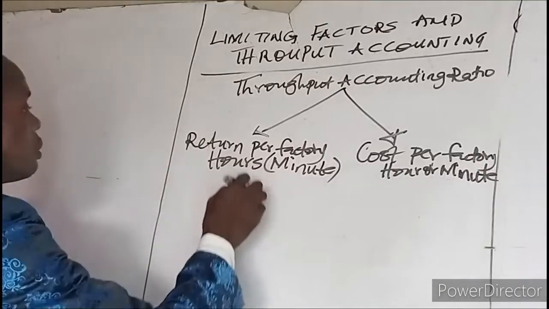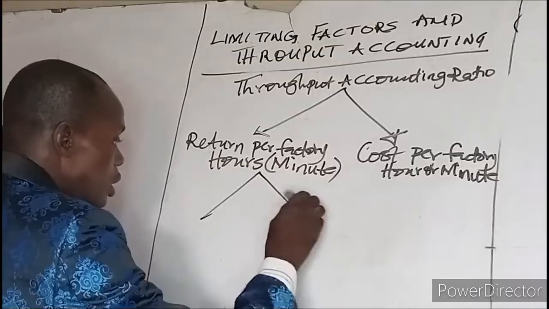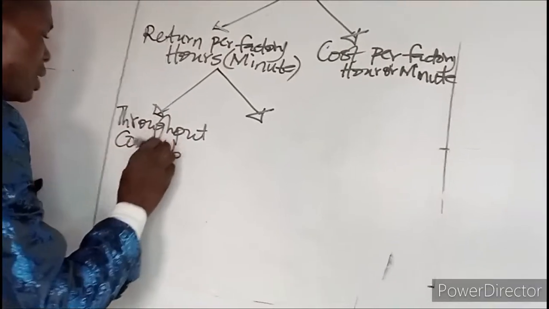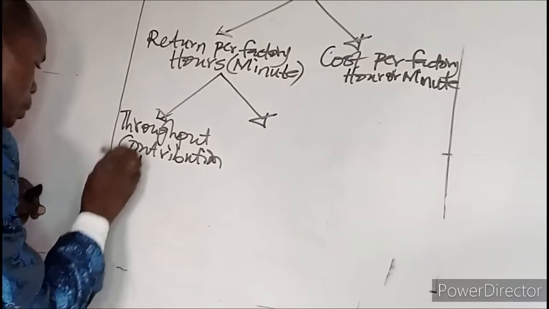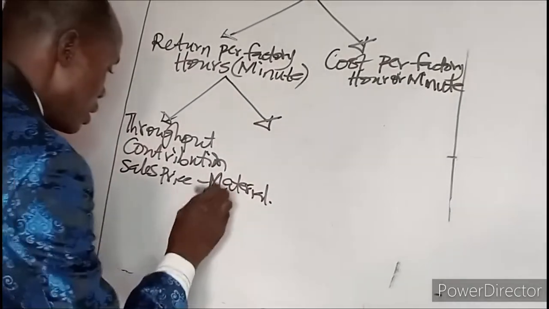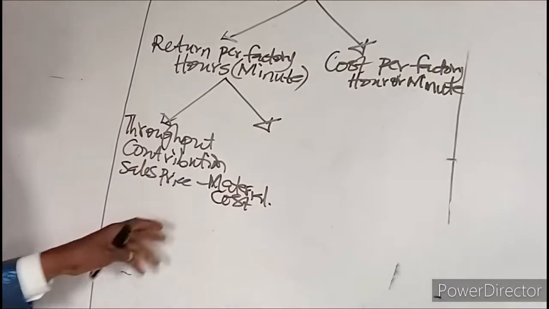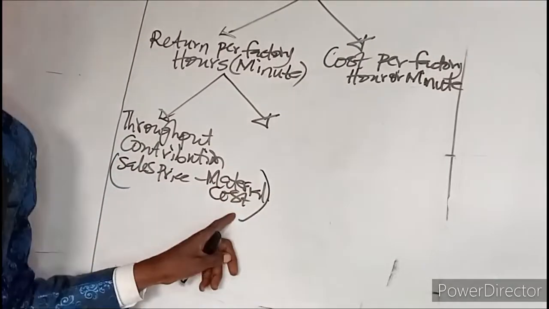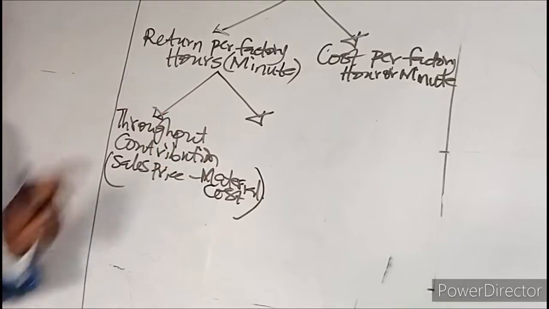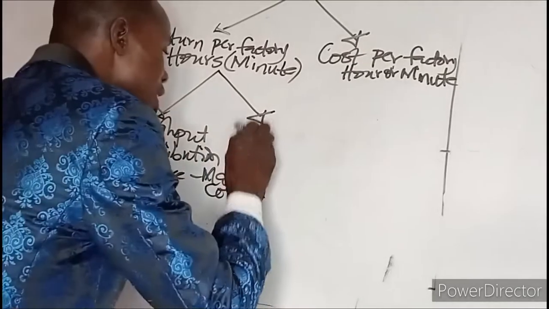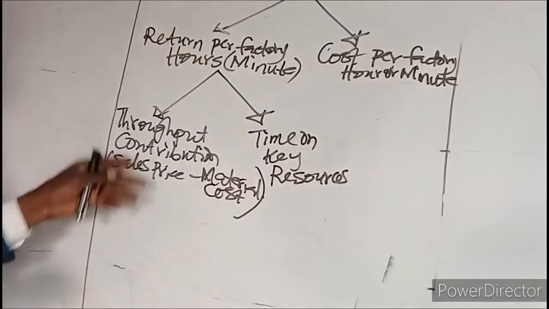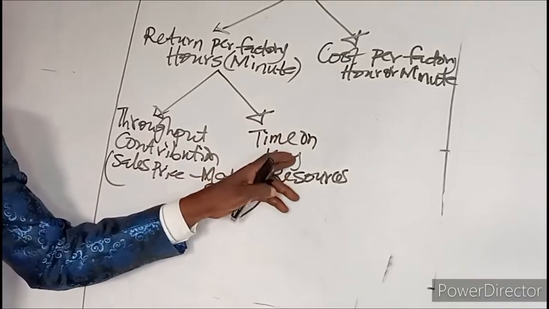And to compute the return per factory minute, we equally need two variables. Your throughput contribution. Remember, throughput contribution is sales price less material cost, since only material is considered variable under throughput. That is why we have sales price less material cost. Then the second one is time on key resources. So throughput contribution over time on key resources.